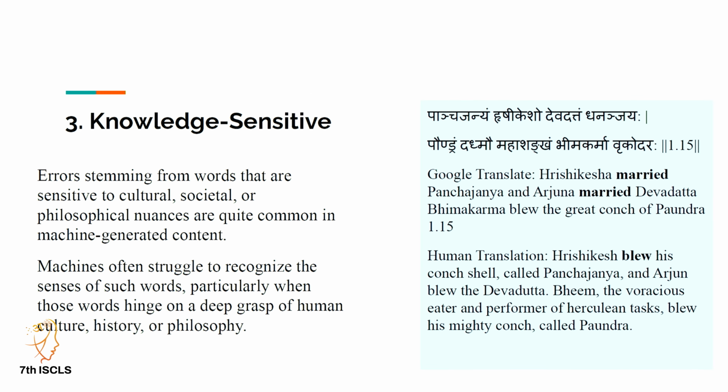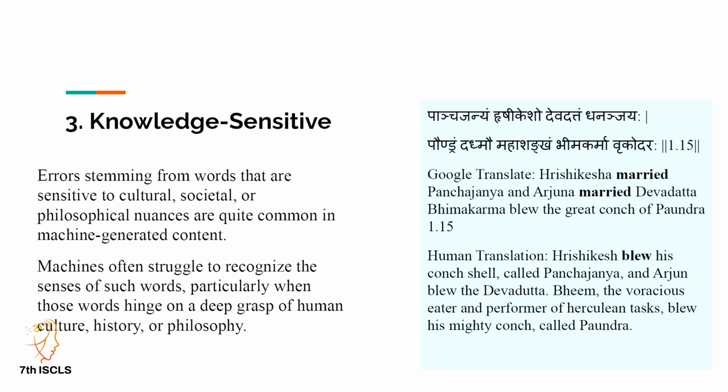So our next category is knowledge-sensitive terms. Errors stemming from words that are sensitive to cultural, social, philosophical nuances are quite common in machine-generated content, and we also observe that machines often struggle to recognize the senses of words, especially if they hinge on a deep grasp of human culture.